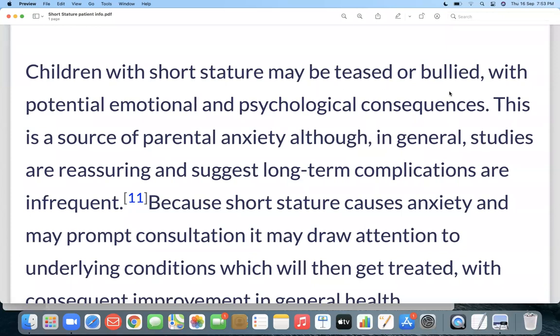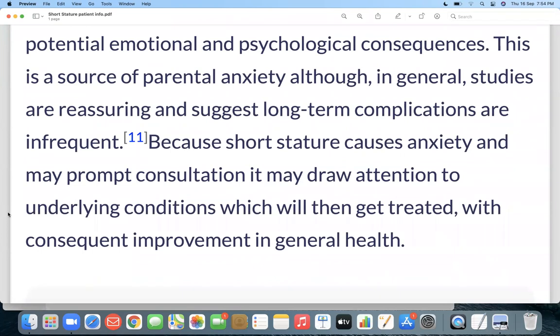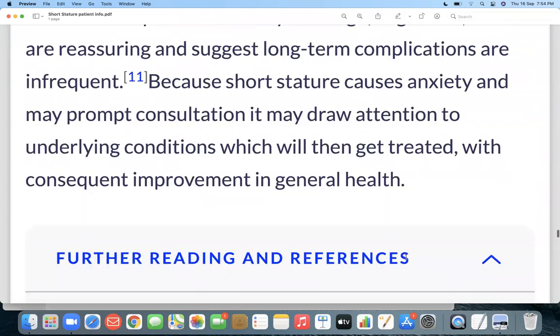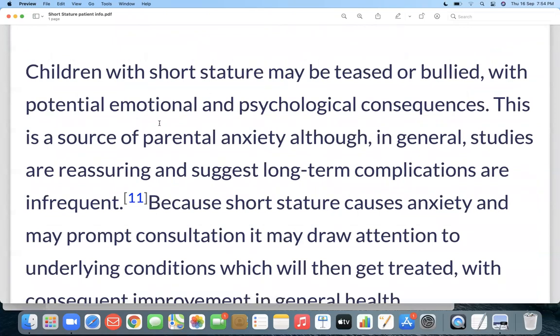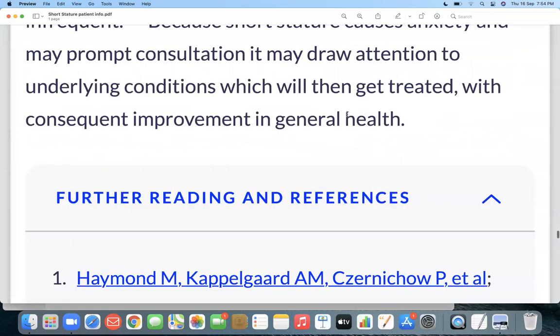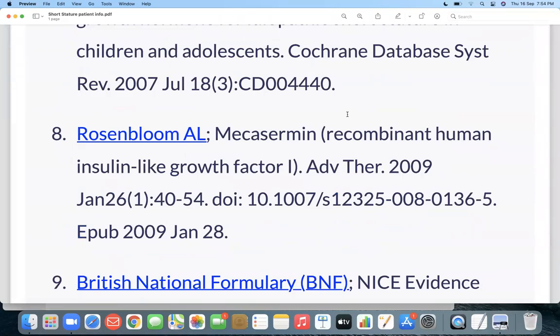Children with short stature may be teased or bullied with potential emotional and psychological consequences. This is a source of parental anxiety, although in general, studies are reassuring and suggest long-term complications are infrequent. Because short stature causes anxiety and may prompt consultation, it may draw attention to underlying conditions which may get treated and consequently improve the general health. So always in your management, if it is a history case, explore the social problems, emotional, behavioral issues, bullying, school performance, psychological consequences, very important. Okay. Later you can go through.